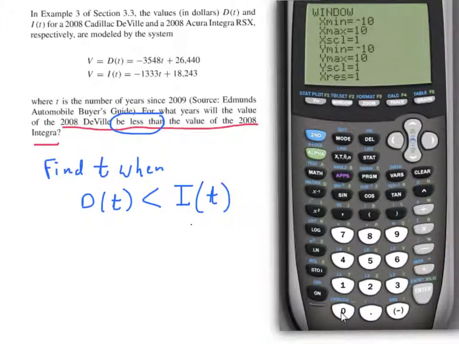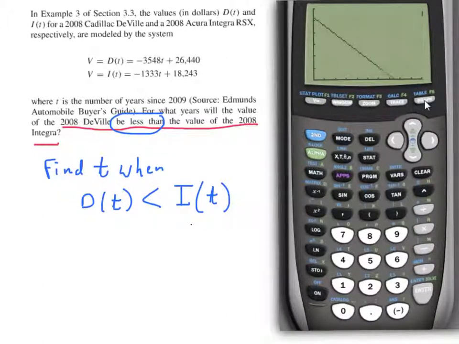Since x represents the number of years, I'll put in 0 as the minimum, and I'll leave 10 as the maximum. And y represents the value of these cars, so the minimum could be 0. The maximum value, I'm going to put in 30,000 because that should cover it. And I'll scale that by increments of 5,000, and then hit the graph key. Now that first line is the Cadillac, and the second line is the Integra information.